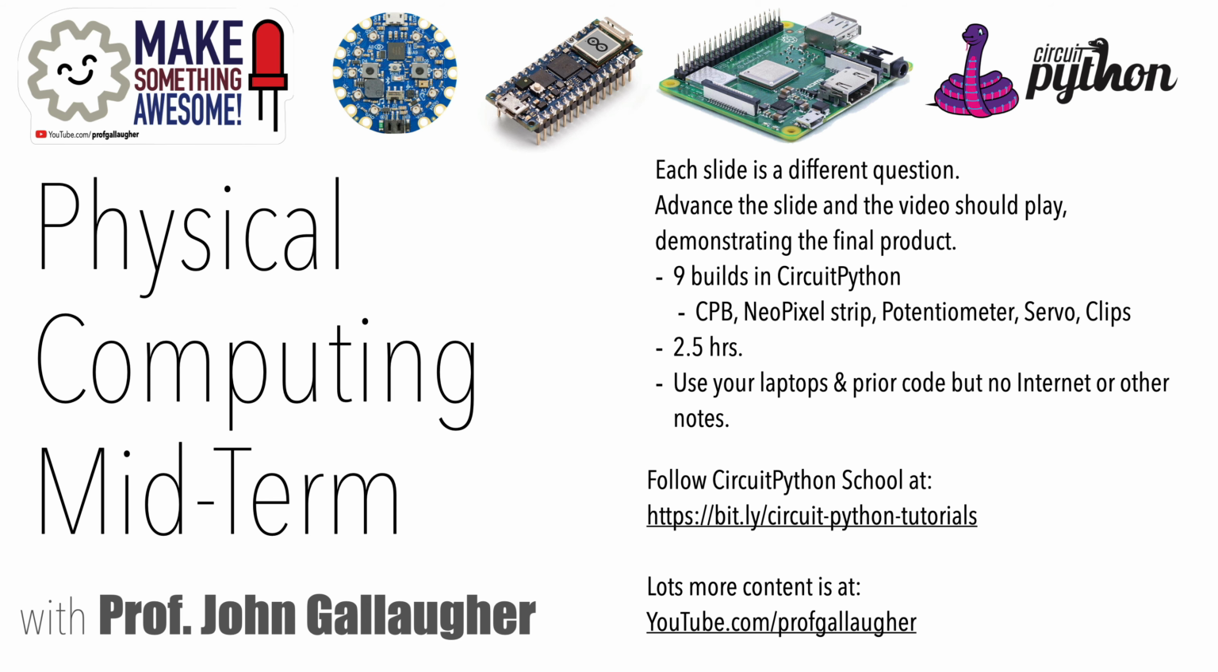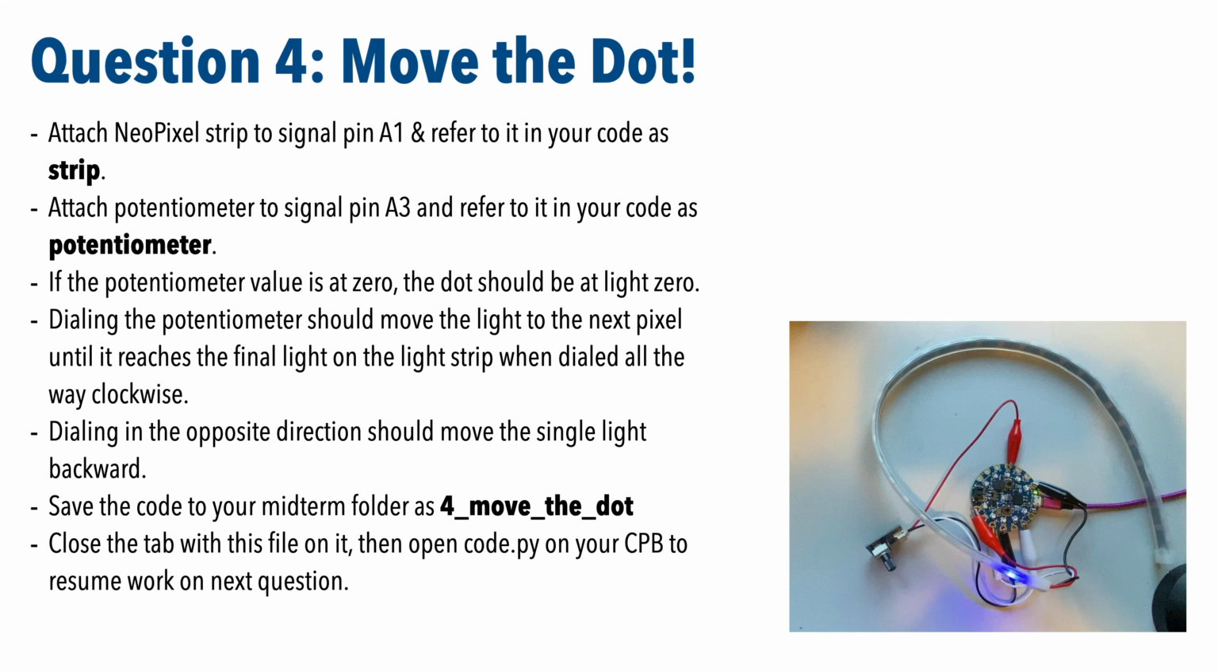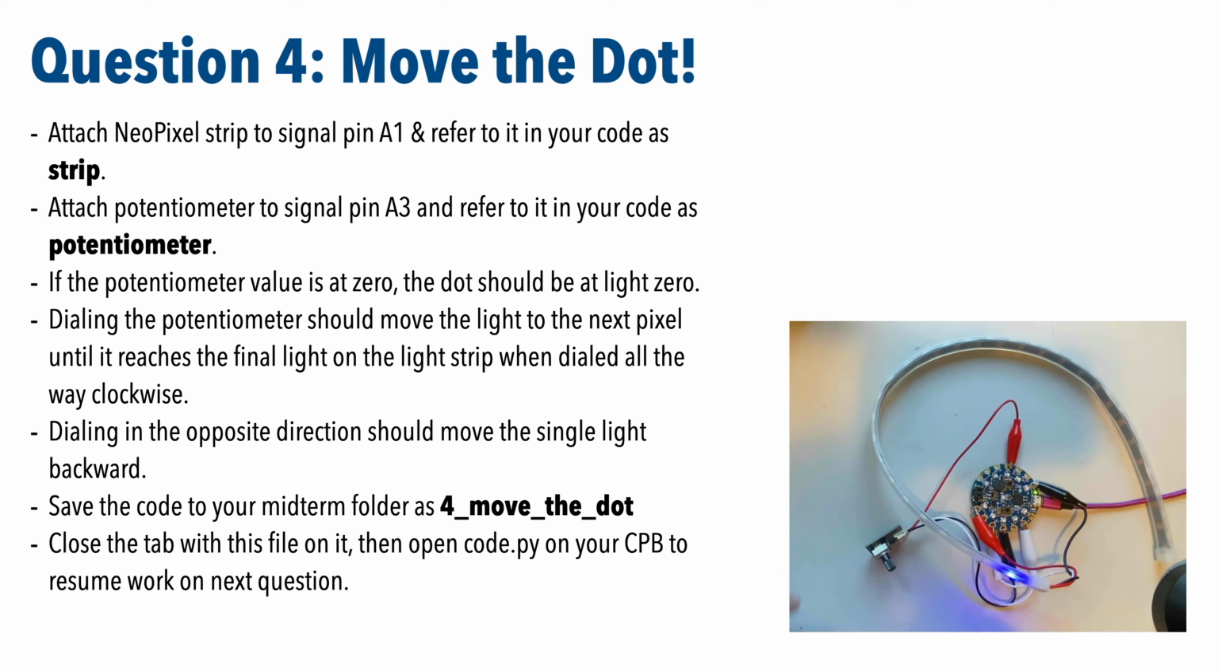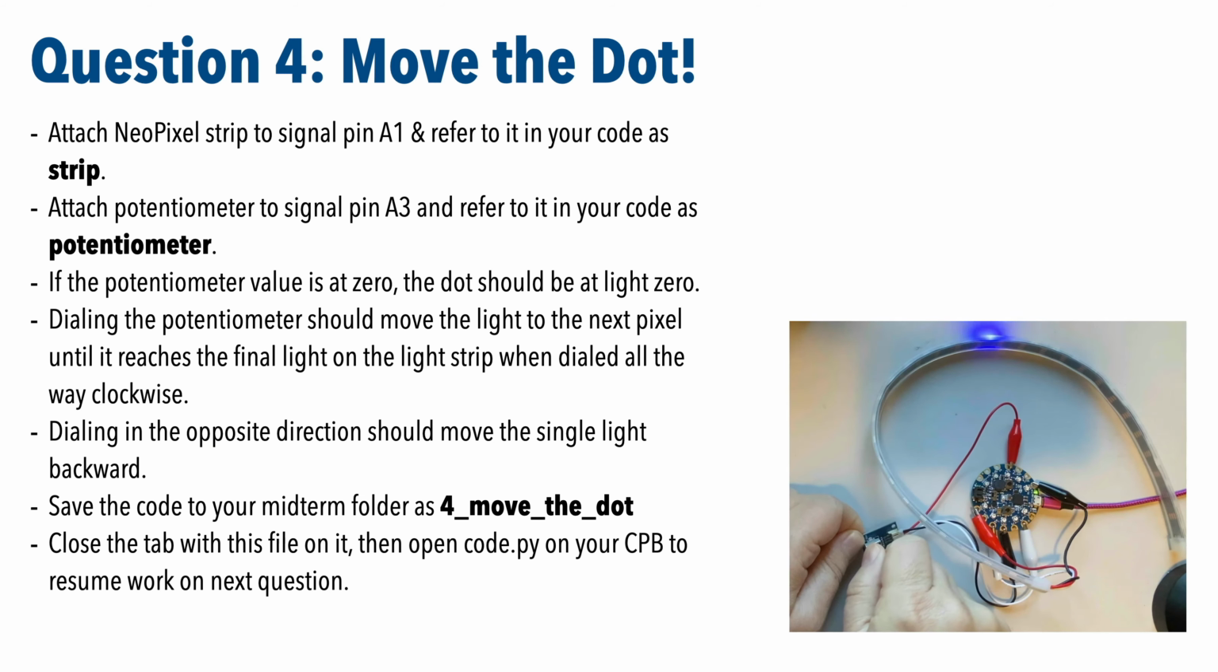Here's question 4. Now in question 4, students attach a NeoPixel strip and a potentiometer to their Circuit Playground Bluefruit devices. If the potentiometer is at position 0, then a single NeoPixel light should light up at position 0. That's the position closest to the alligator clips in the CPB, but dialing the potentiometer should move the single light to the next pixel until it reaches the final light at the end of the light strip when dialed all the way clockwise. Now dialing back should move the single light backward.